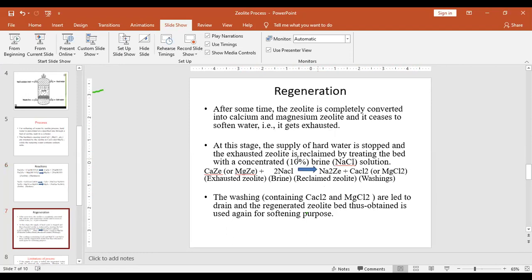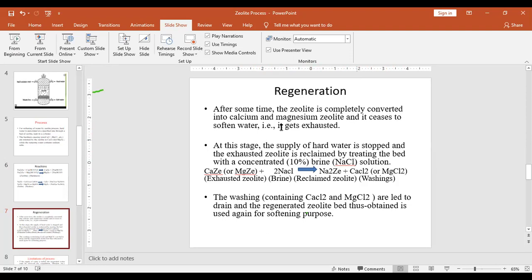Now the regeneration process. Once it gets contaminated, it is getting saturated. At that time, we need to go for the regeneration process. So what is exactly happening in the regeneration method? After some time, zeolite is completely converted into calcium and magnesium zeolite. बरोबर आहे? त्याचा ताबा घेतलेला असतो त्या जिओलाइट मधल्या एनएचा ताबा कॅल्शियम आणि मॅग्नेशियमने घेतलेला असतो आणि म्हणून तो काय होतो की कॅल्शियम आणि मॅग्नेशियमनी सॅच्युरेट होतो and it causes the softened water. It ceases to soften water, that is, it gets exhausted.